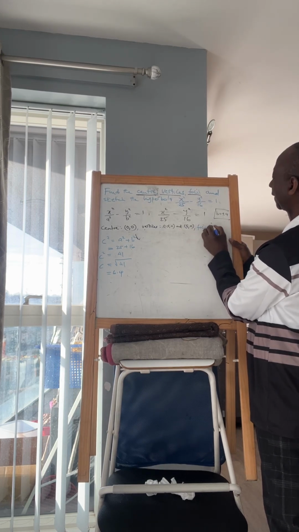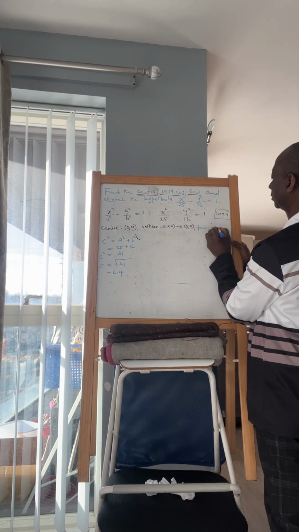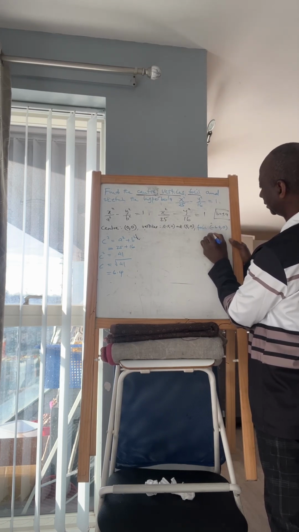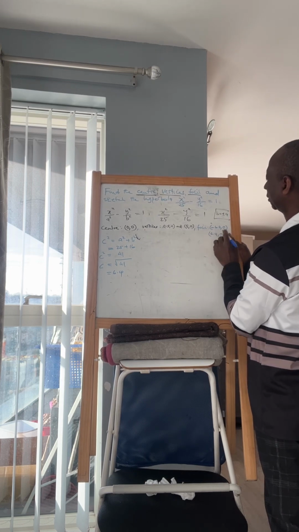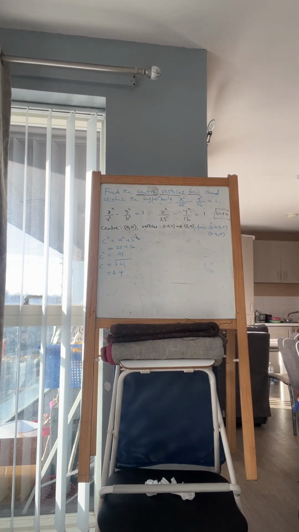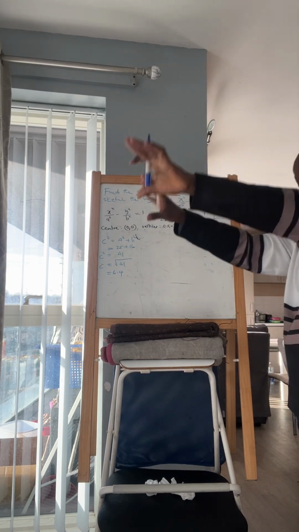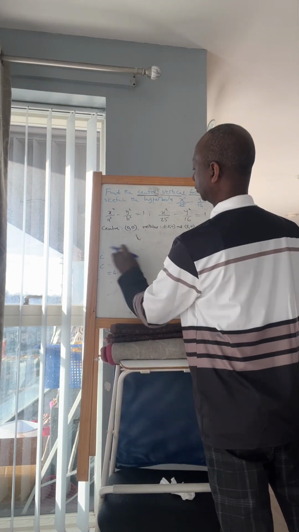So therefore, the foci sit at (-6.4, 0) and (6.4, 0). One is negative, one is positive, because you have a left and a right hyperbola. It opens on the left side and also on the right-hand side. So that's why you have two foci.